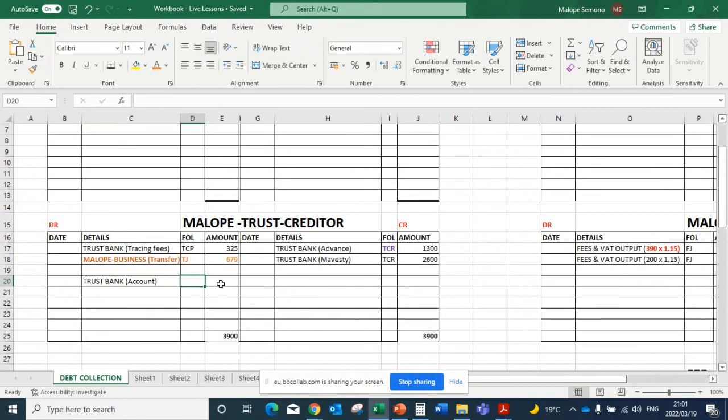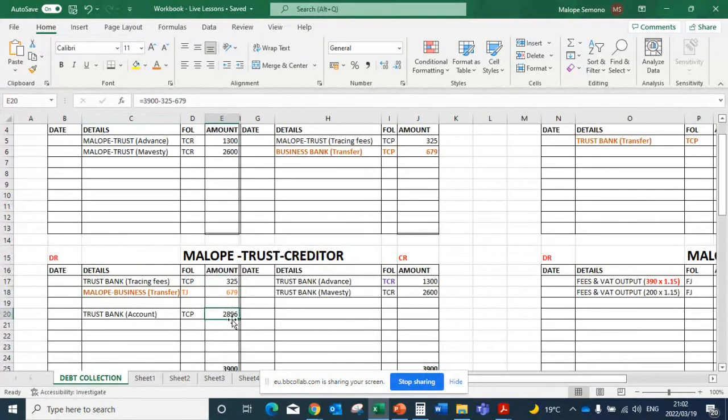Can you see now? So trust cash payment, and the difference is equals 3,900 minus 325 minus 679. You see now, meaning this is the one that I accounted for. So I'm going to pay the client. Remember, the remaining amount is 28960. I'm going to pay the client 28960. Can you see now?